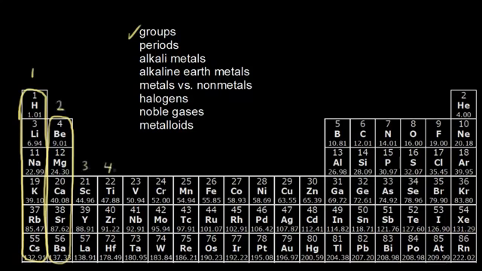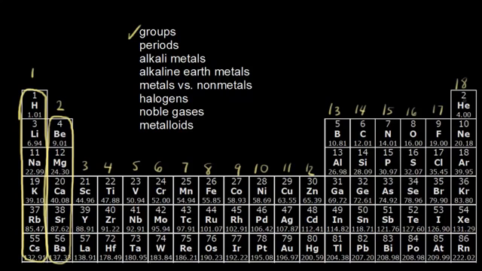This would be group 3, 4, 5, 6, 7, 8, 9, 10, 11, 12, and then I go back up to here and I can see I have another vertical column, so group 13, 14, 15, 16, 17, and finally 18. So that's one way to number your groups.